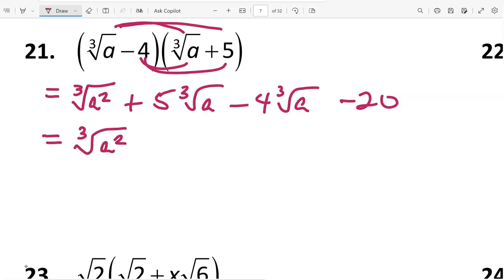The terms in the middle are like radicals. They're both the cube root of a. So 5 cube root of a minus 4 cube root of a is positive 1 cube root of a. We don't write that coefficient. 1 times the cube root of a is just the cube root of a. And then minus 20. And no other terms can be combined.